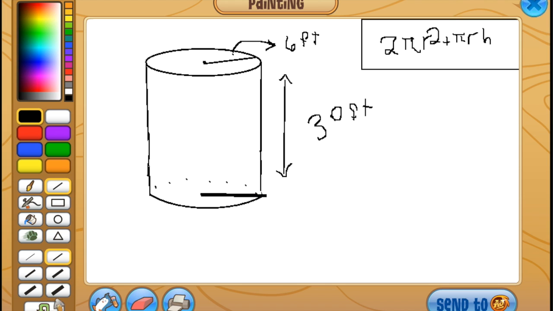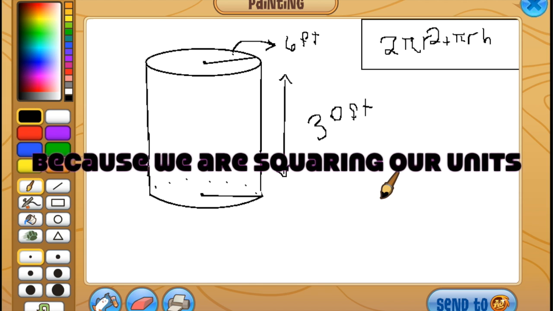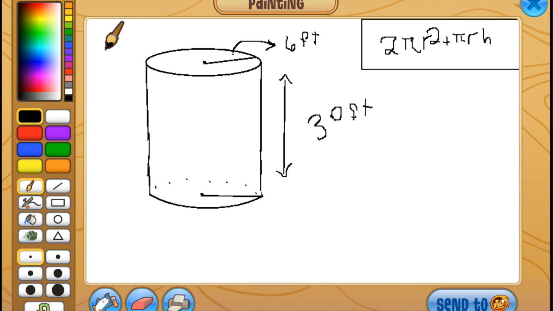So we know that this is 6 feet. This is our radius. And so if our radius is 6, you have to multiply it by 6. And so what is 6 times 6? That's obvious, it's 36, right? So let's write 36 out in this corner over here. 6 times 6 is 36. Okay, cool.